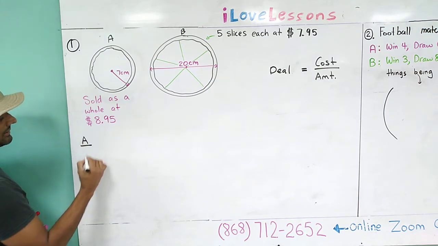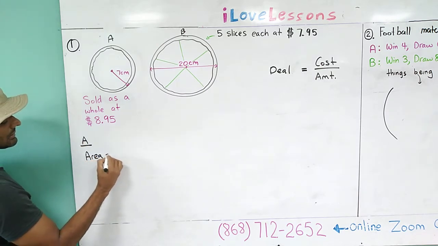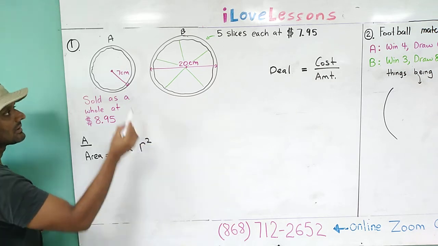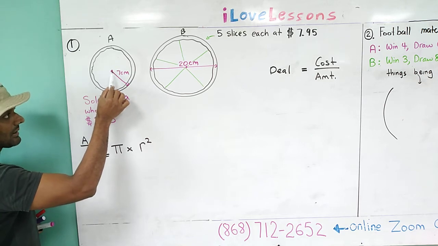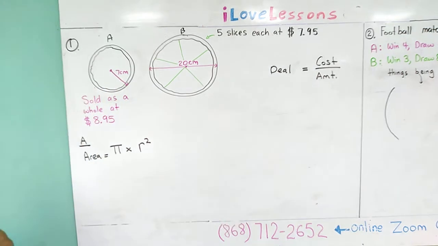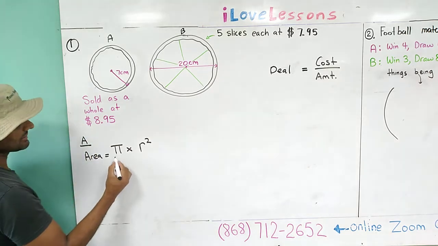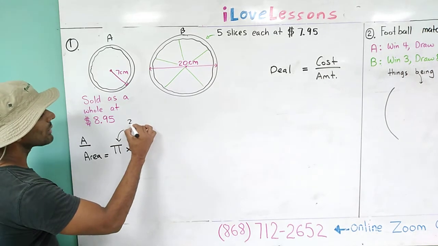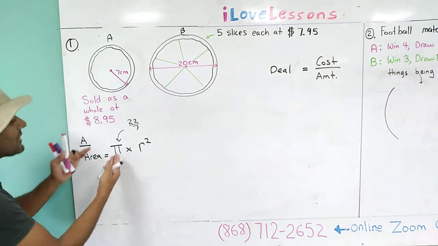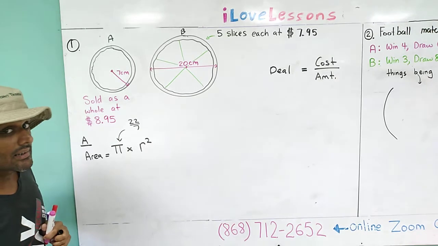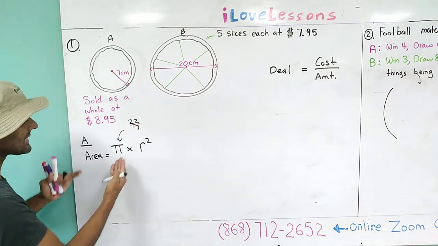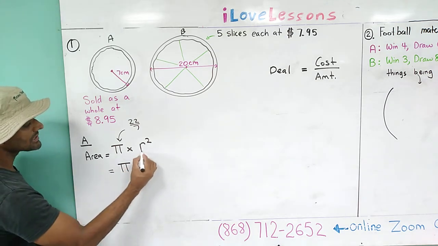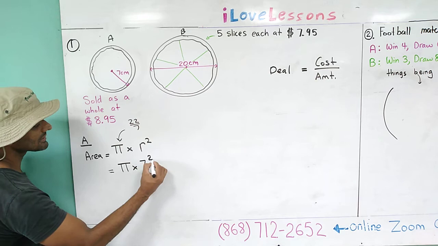For pizza A, the area is pi multiplied by radius squared. Remember, the radius is from here to here. Okay? Alright, so the radius is 7. Now I know some people have an issue with pi. Pi is 22 over 7. So if you can't find the pi button on the calculator, you just have to press 22 divided by 7 and then multiply by the radius squared. So pi, and how much is the radius? 7, and then you have to square it.